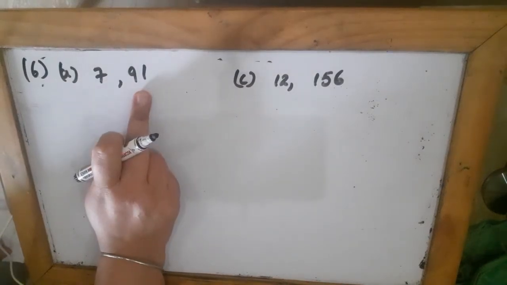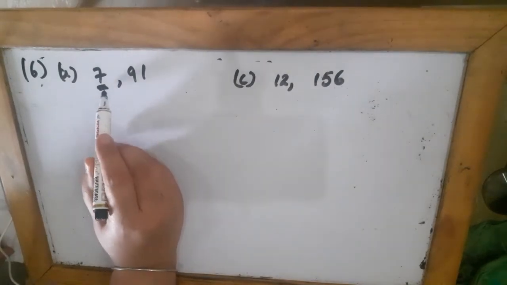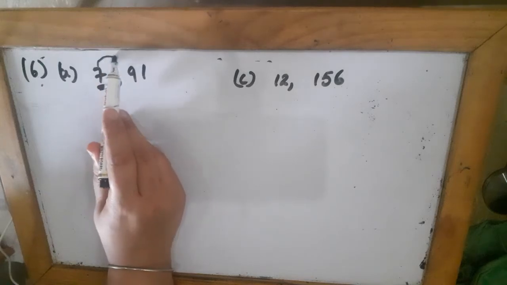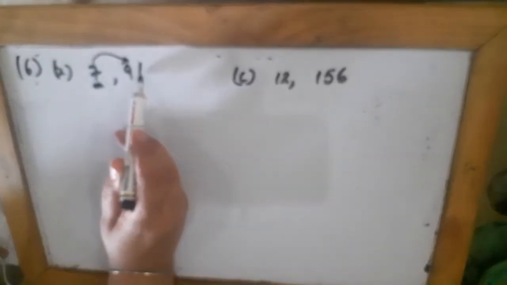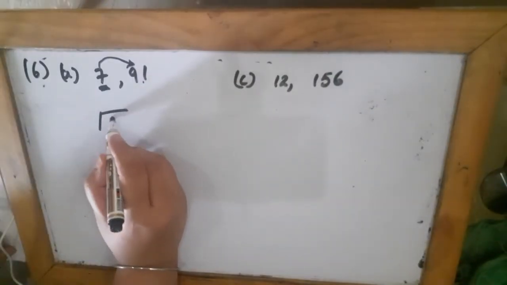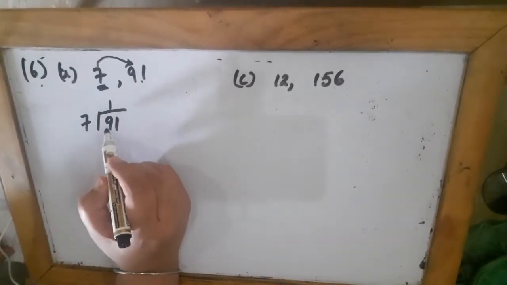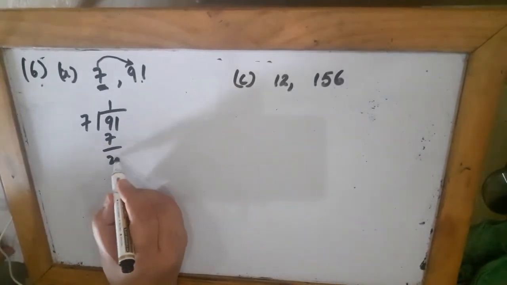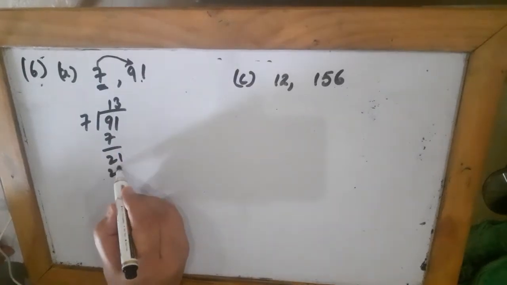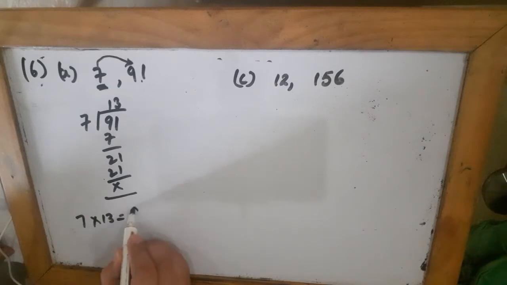Now what are factors? Those which divide the number exactly, right? So I have to find out whether this first number, 7, is a factor of 91. How can I find out? I can divide them, like 91 divided by 7. 7 ones are 7 and 7 threes are 21. So it means 7 13s are 91.